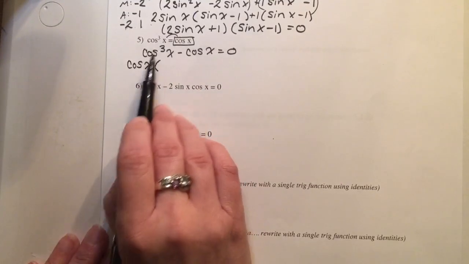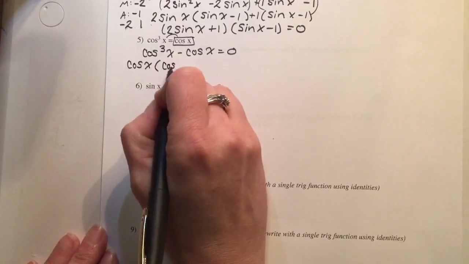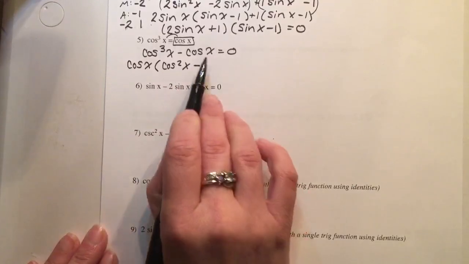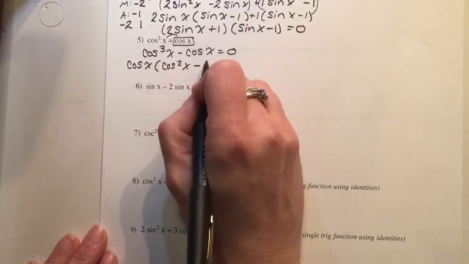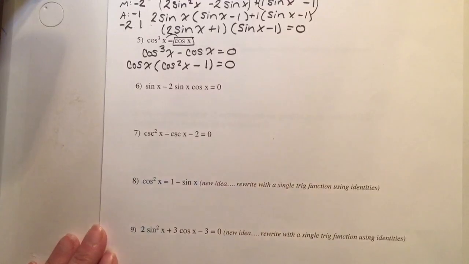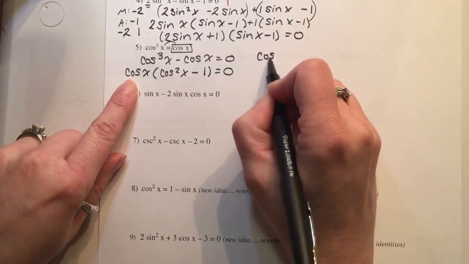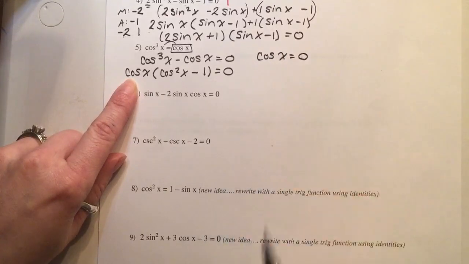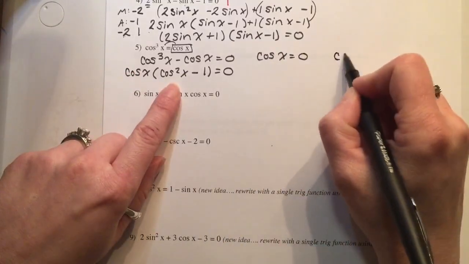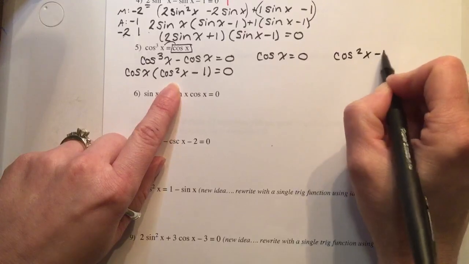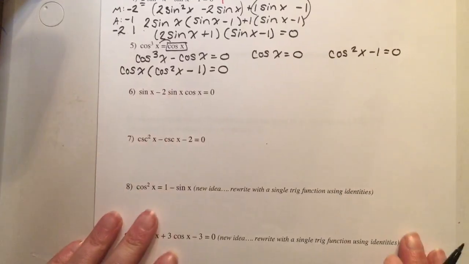Here I can just divide out what they have in common. If I had 3 cosines and I take one out, I am down to 2. Minus cosine of x divided by cosine of x is 1. So this is factored. Now you take each piece. What you divided out, cosine of x, set that equal to 0. What you had remaining, cosine squared of x minus 1, set that equal to 0.